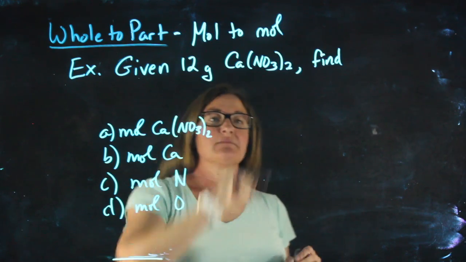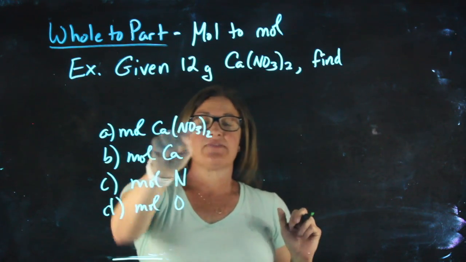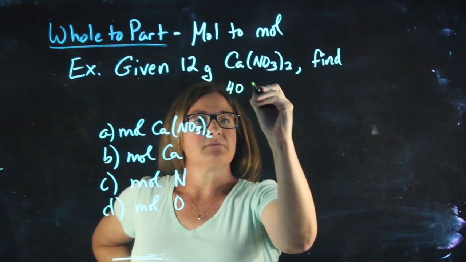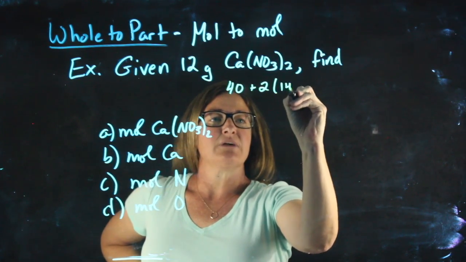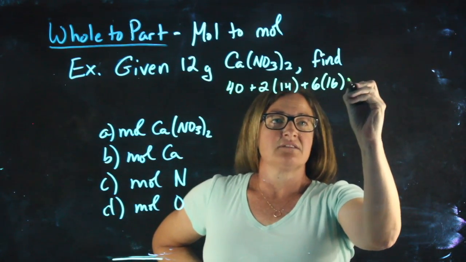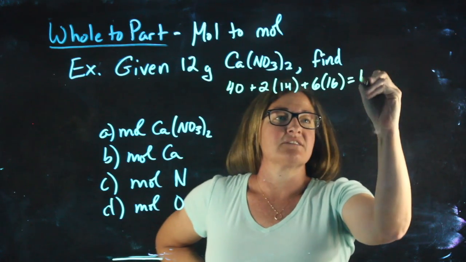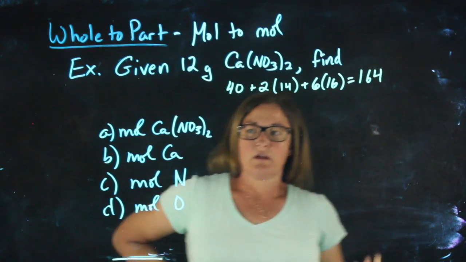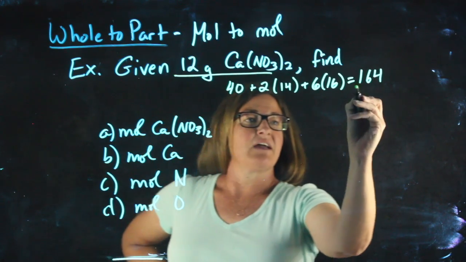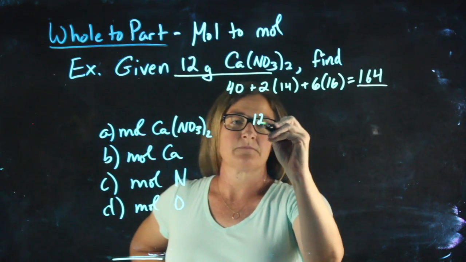I have 12 grams of calcium nitrate. I need to get the moles of calcium nitrate. Molecular weight of calcium is 40. I have 2 nitrogens. I have 6 oxygens, giving me a grand total of 164. To get the moles of calcium nitrate, I'm going to use the grams of the whole thing with the molecular weight of the whole thing.